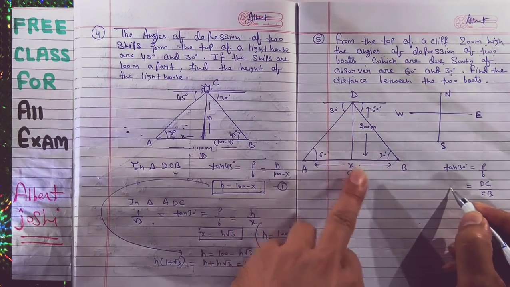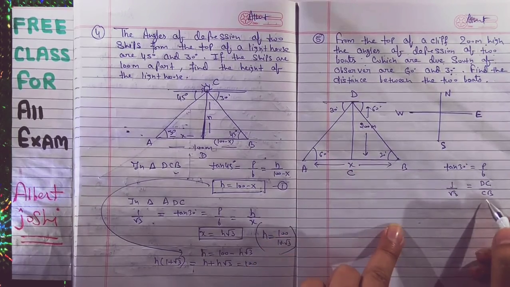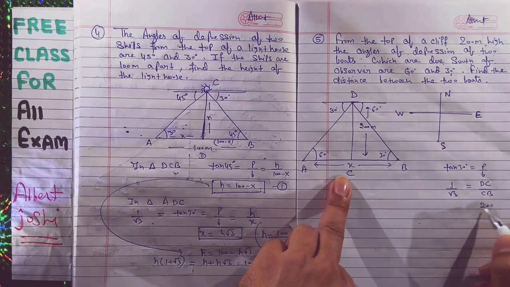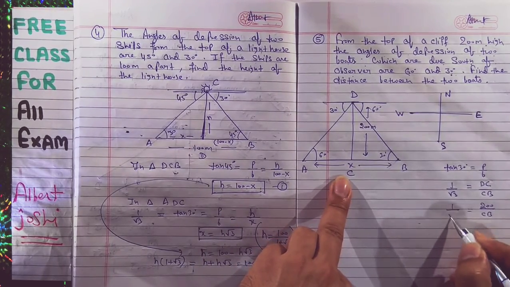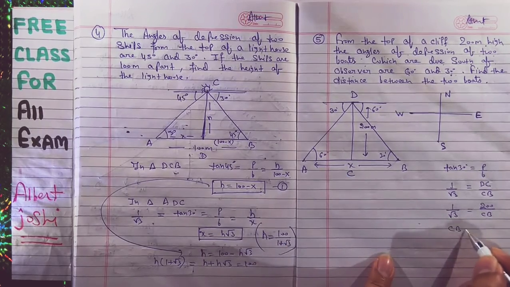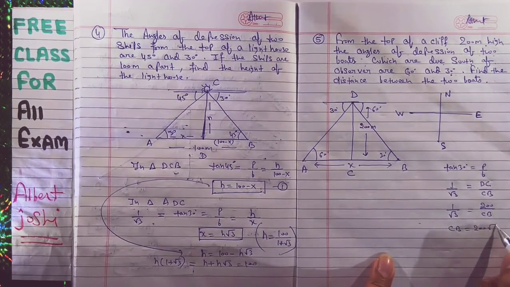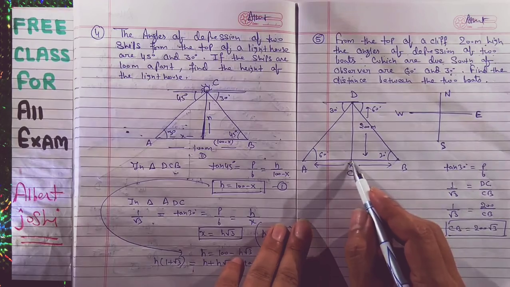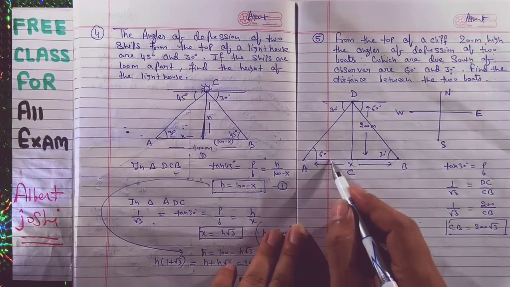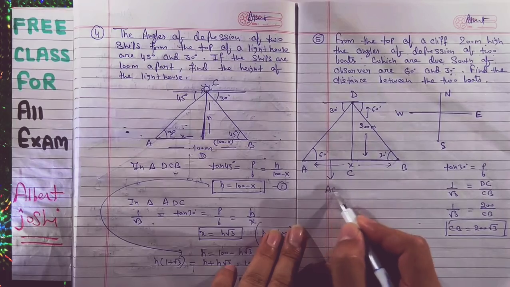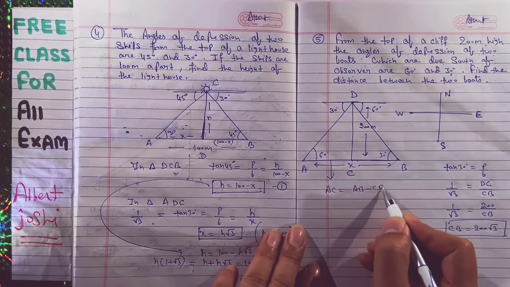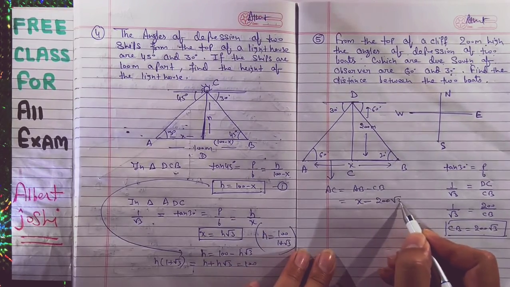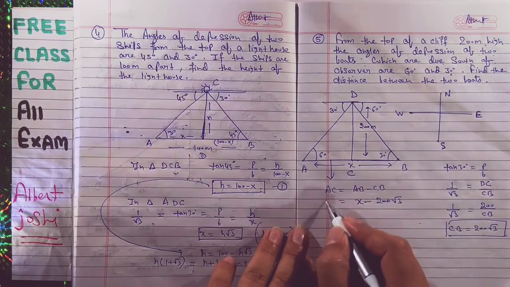What is tan 30? tan 30 is equal to 1 upon square root of 3. So this DC we know, this DC is 200. So 200 upon CB is equal to 1 upon square root of 3. So your CB, by cross multiplication, is 200 square root of 3. We have calculated CB, no problem. Now if we have done this, then we can write AC is equal to AB minus CB. AB is x minus CB, which is 200 square root of 3. Okay, we have calculated AC.